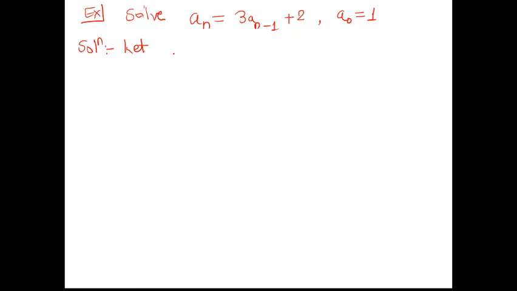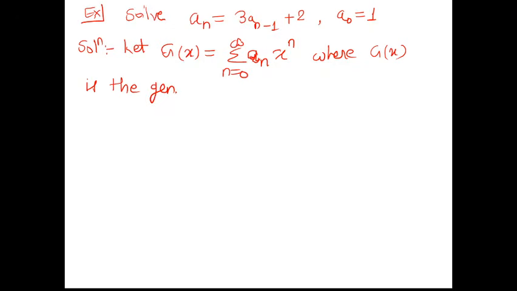So let us assume that g of x is equal to summation n equal to 0 to infinity of a_n x to the power n, where g of x is the generating function for the sequence. Since the suffix n is used, we write n, or otherwise, as we have seen, k can also be used in place of n. What is the sequence here? The sequence is a_n.